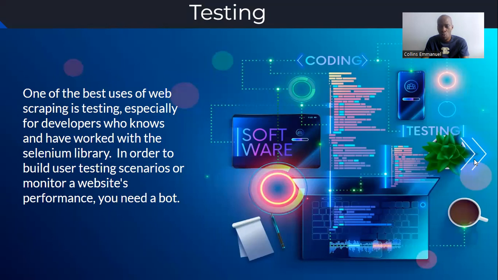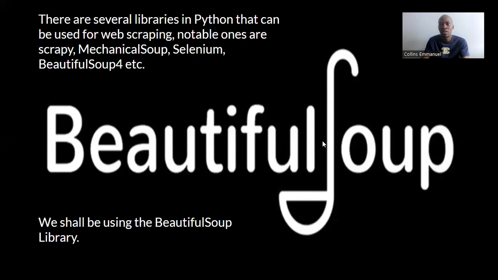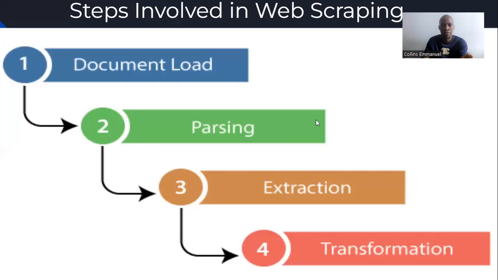So moving forward, when you want to do web scraping, you definitely need some libraries. There are several libraries that are used for web scraping, but the notable ones are the Scrapy library, MechanicalSoup, the Selenium library, BeautifulSoup, and others. But we'll be using the BeautifulSoup library for this presentation.